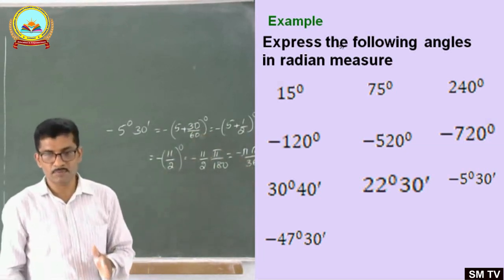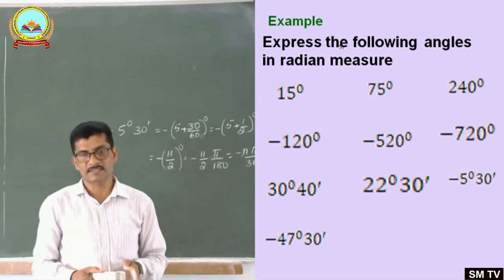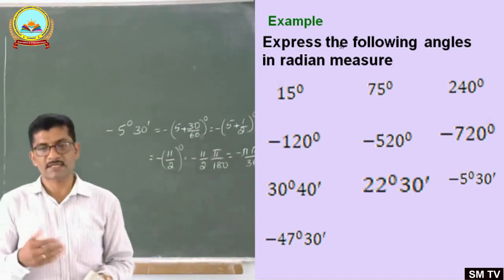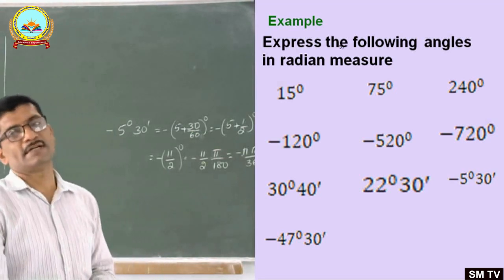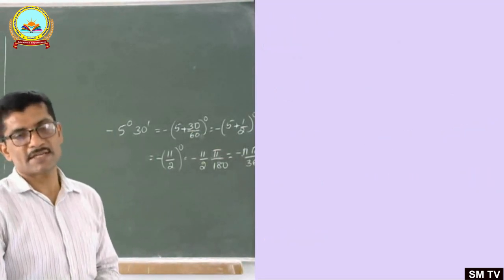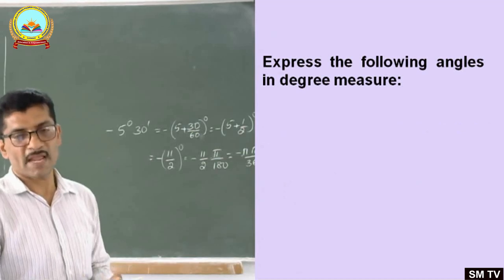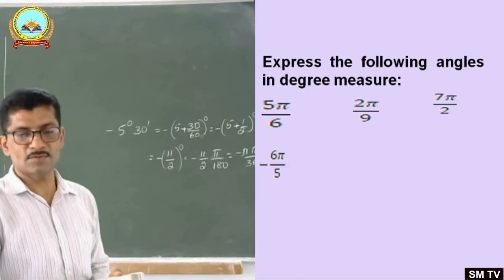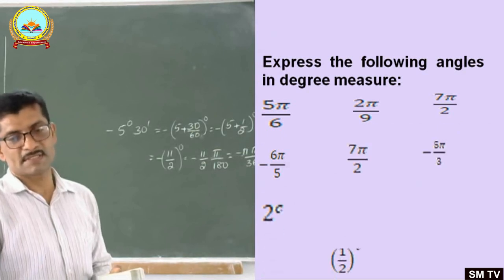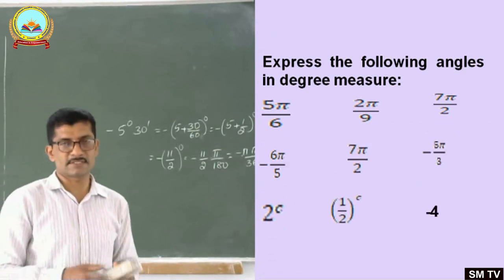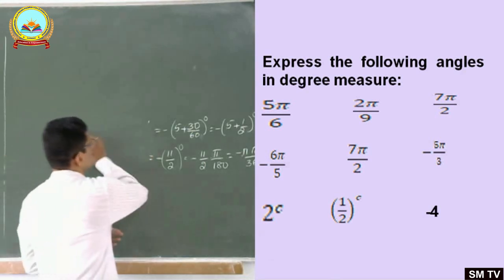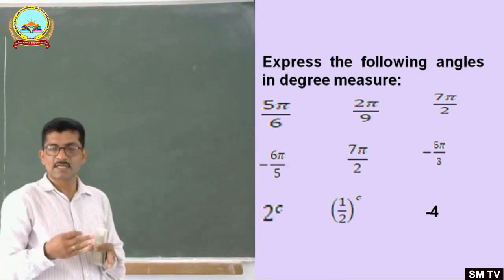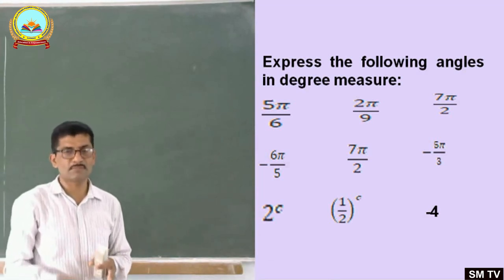Similarly, you can prove 47 degree 30 minutes and 22 degree 30 minutes. These are the conversions of degree to radian measures. In the reverse way, you can convert radian to degree measures. It's clear? Radian to degree measures. One by one, you can solve very simple questions, either 2 or 3 or 1 mark questions.